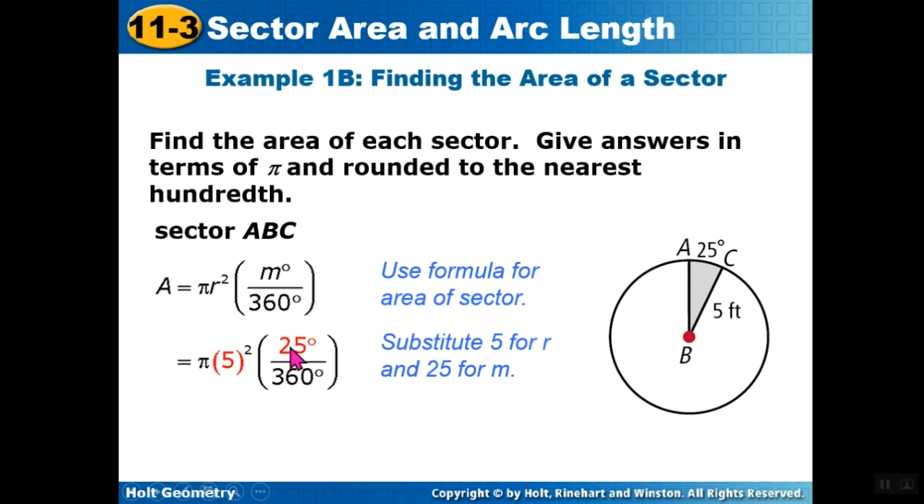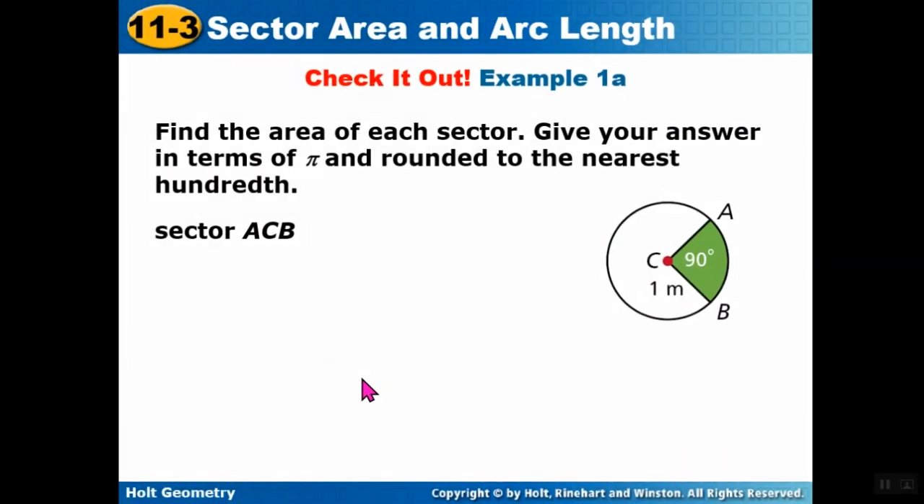R is 5, sorry, and m is 25 degrees. Find the answer in terms of pi and round it to the nearest hundred. Another one, find the area of the sector where the central angle is 90 degrees. Again, back to the previous lesson, the measure of the central angle is exactly equal to the measure of the arc bounded here.